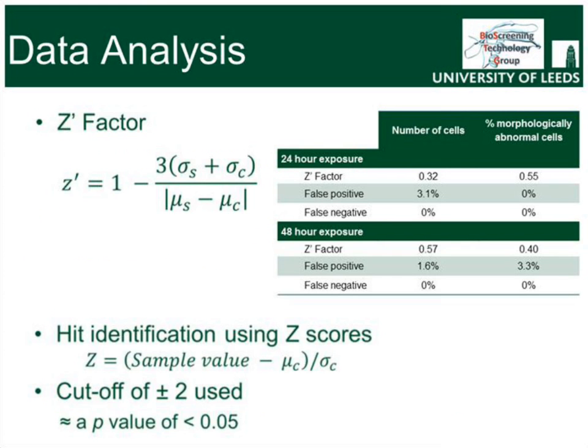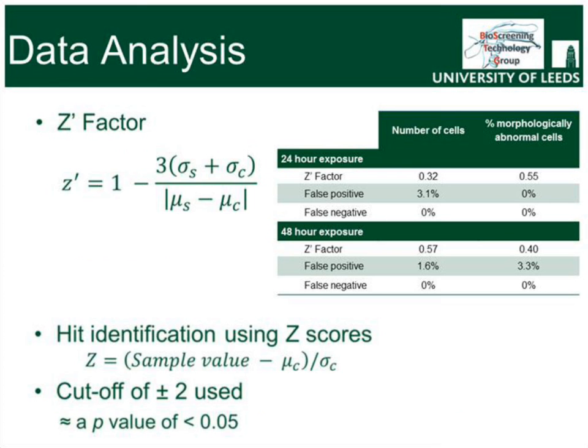The utility of the assay was then assessed by Z prime factor calculations using the formula indicated. Z prime factors of between 0.5 and 1 indicate an excellent assay, whilst those between 0 and 0.5 a more marginal assay. The results of our Z prime calculations are shown in the table, with acceptable values of between 0.3 and 0.6 seen.